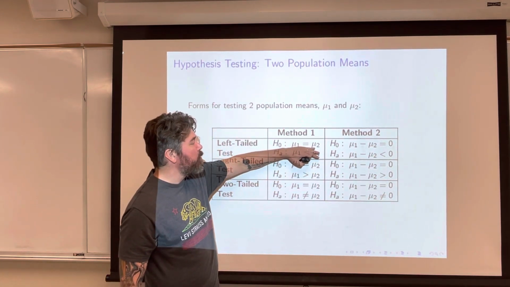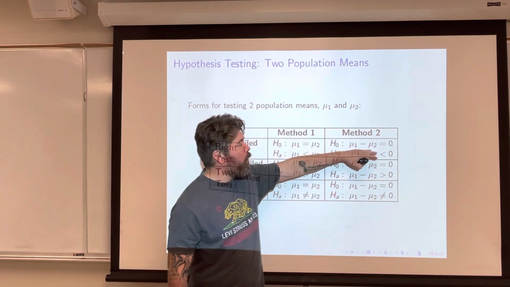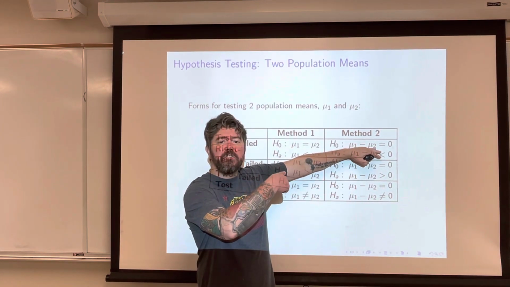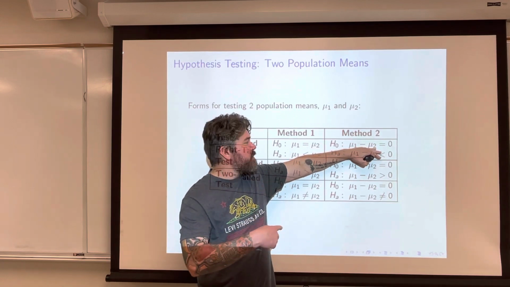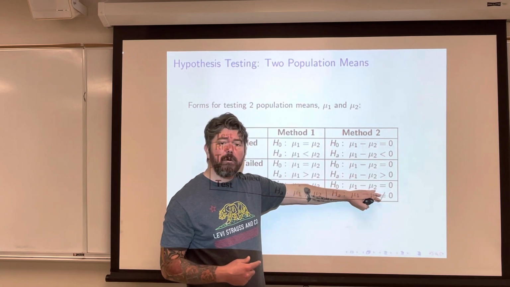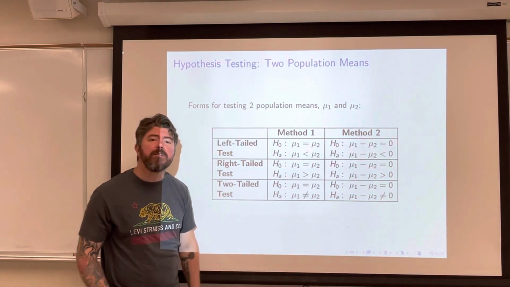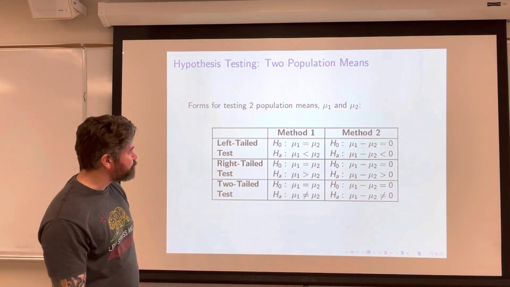So either we write it like this, where the mu's are equal, or we move the mu2 to the other side by subtracting, and we write it as a difference. And this is what we're going to be interested in, the difference in means. And this is what we saw in chapter 9.